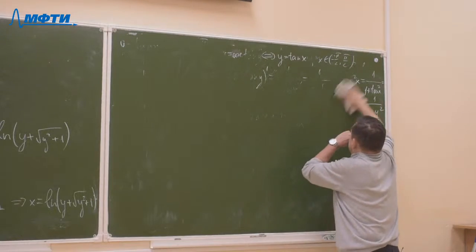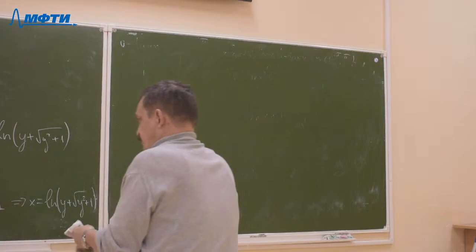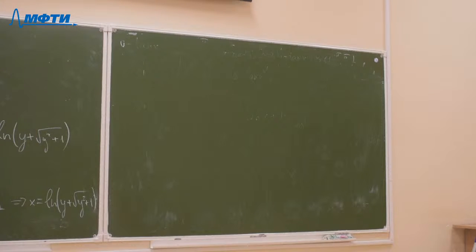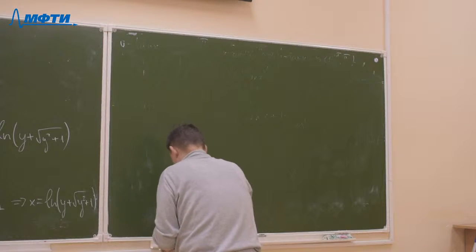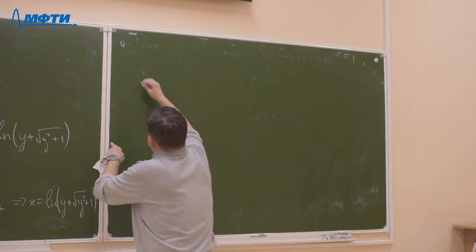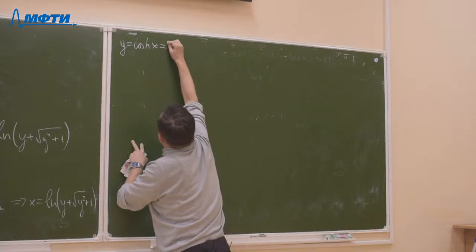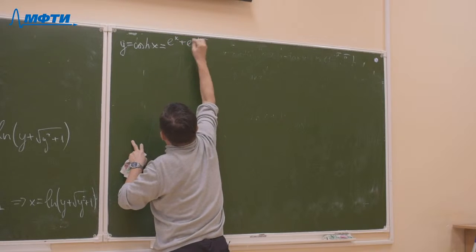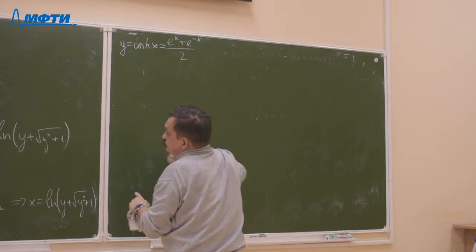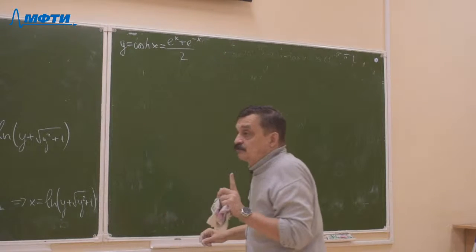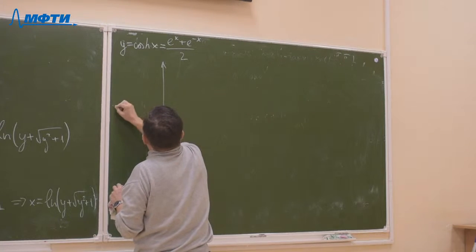Maybe I'll also proceed with cosine hyperbolic. Let me write it down. What about cosine hyperbolic? y is cosine hyperbolic x, that is e to the power x plus e to the power minus x over 2, right? So this is not a one-to-one function. In fact, its graph is like that.